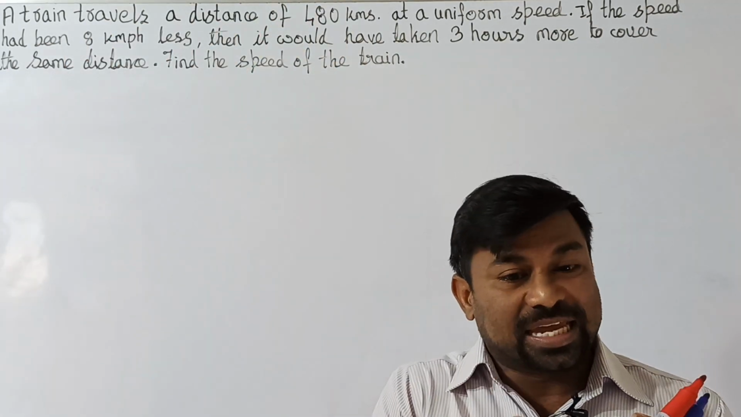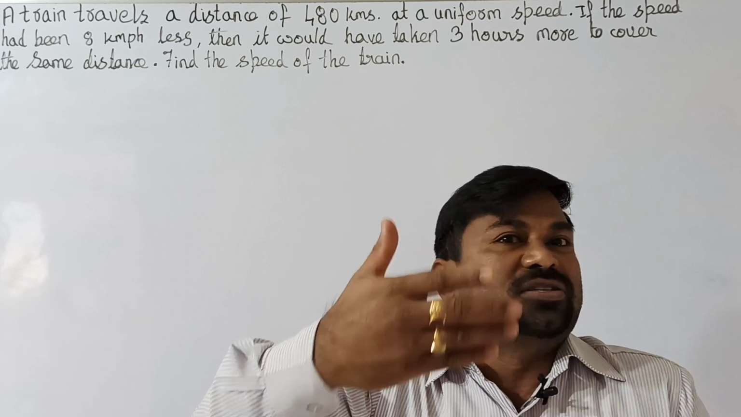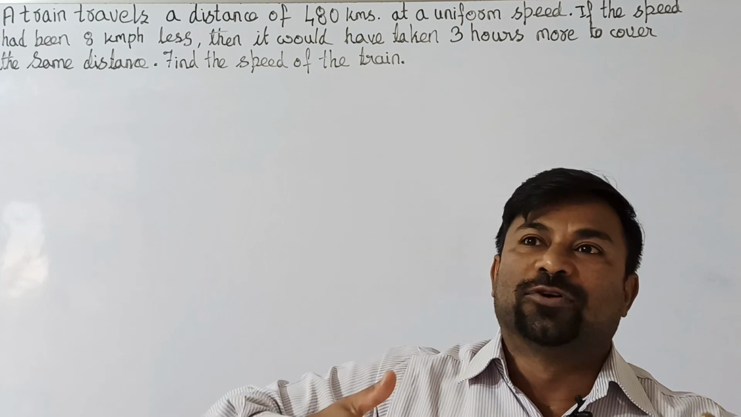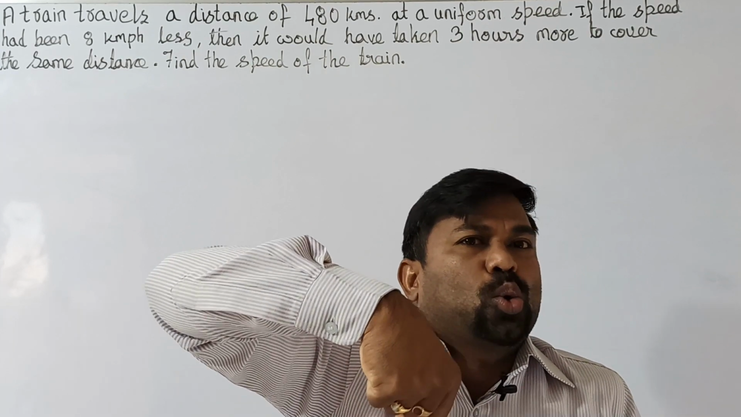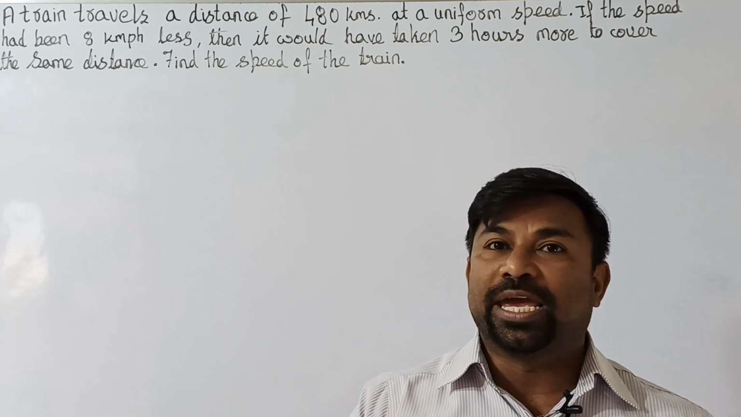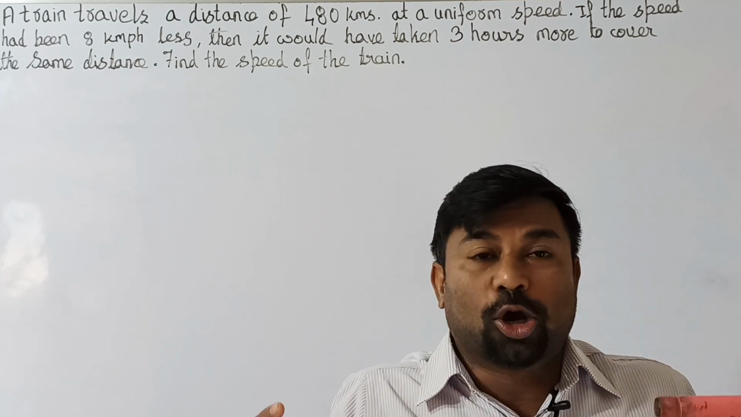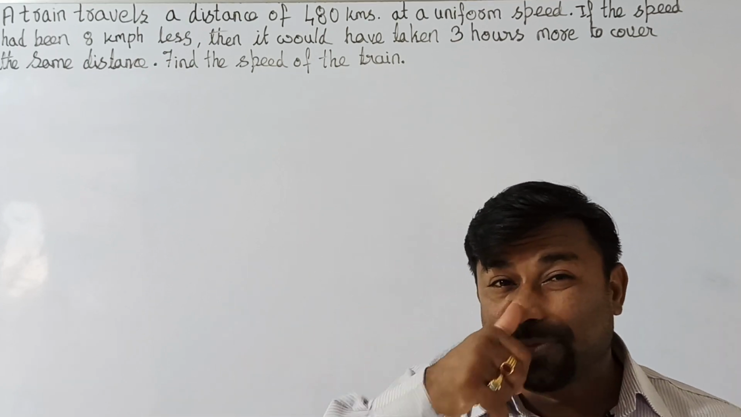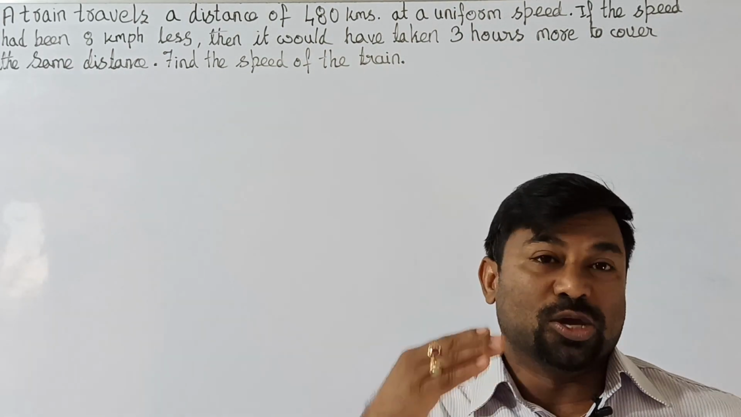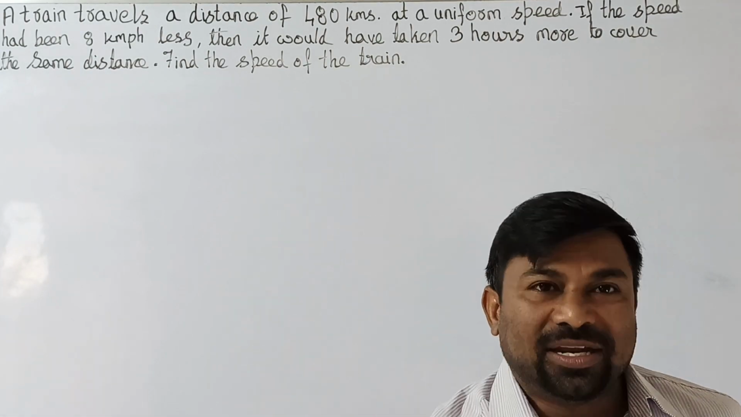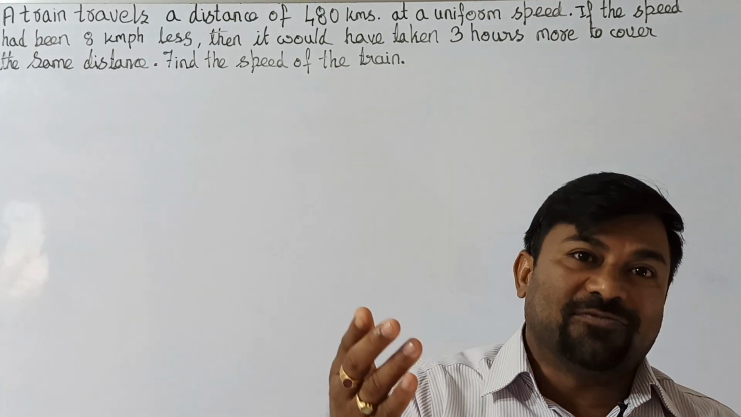For the same distance of 480, if we reach in the first case in a time of 12 hours, for example, then if the speed is reduced, it may take something like 20 hours. The time has increased because the speed has decreased. You have to remember that speed and time are always inversely proportional. If you increase the speed, the time will decrease, or if the speed is reduced, time will increase. Obviously we all know that.